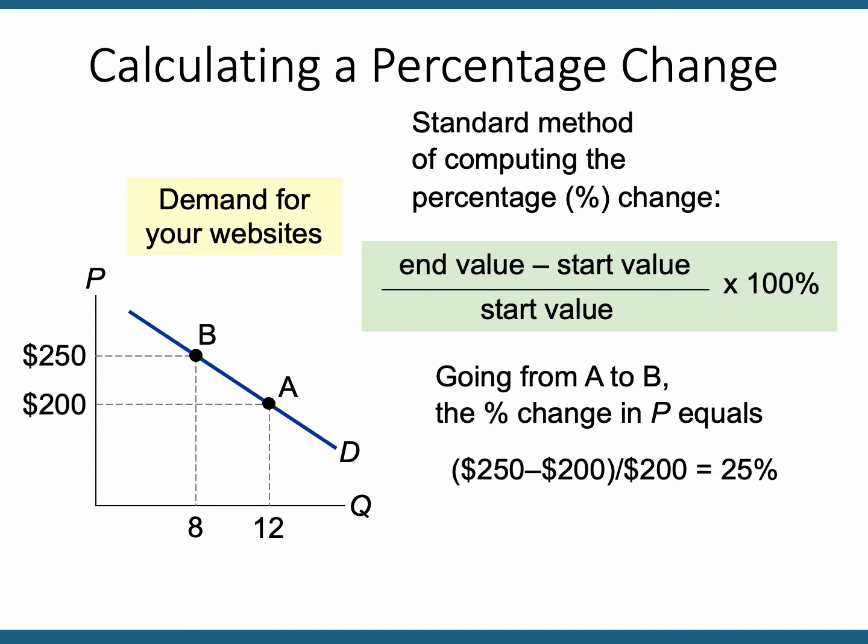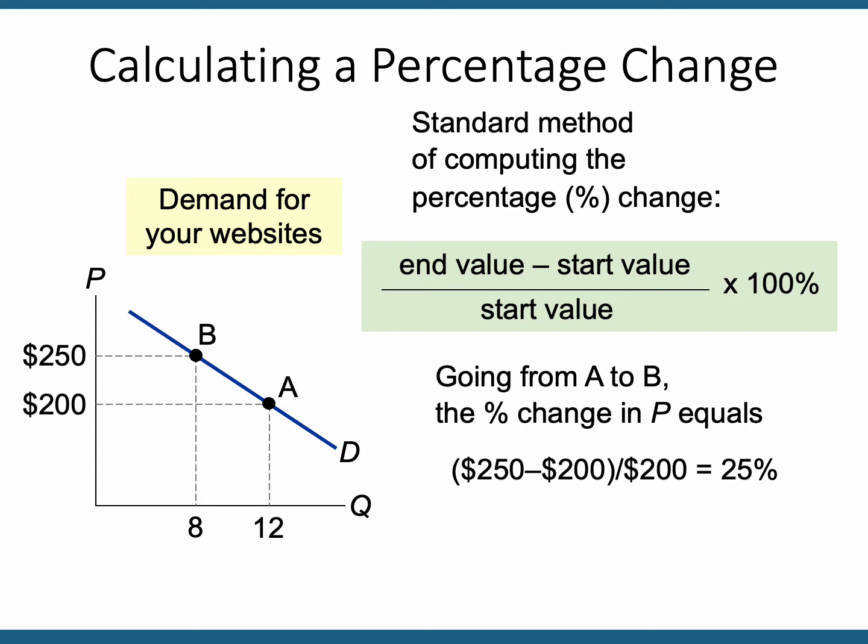Because if we go, for example, from point A to point B, what's the percent change in quantity? Well, it looks like we went from 12 to 8. Looks like we decreased by 1/3, right? 4/12. That's a 33% decrease. Okay, what if we went from point B to point A? What's the percent change in Q? That's a 50% increase. So it's different, right? Because you have a different base now.